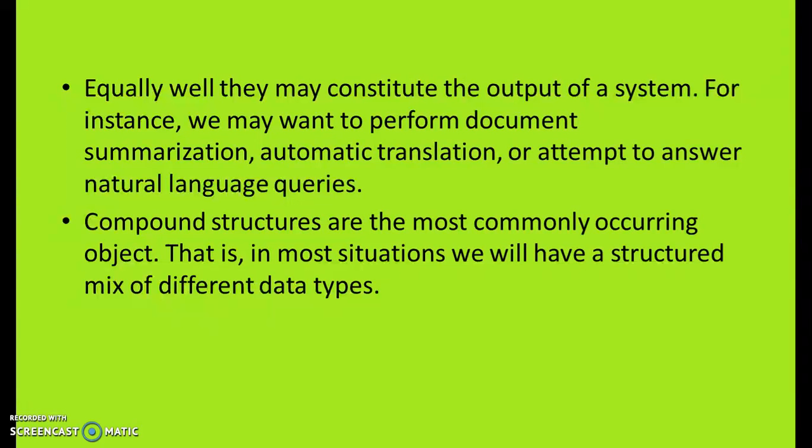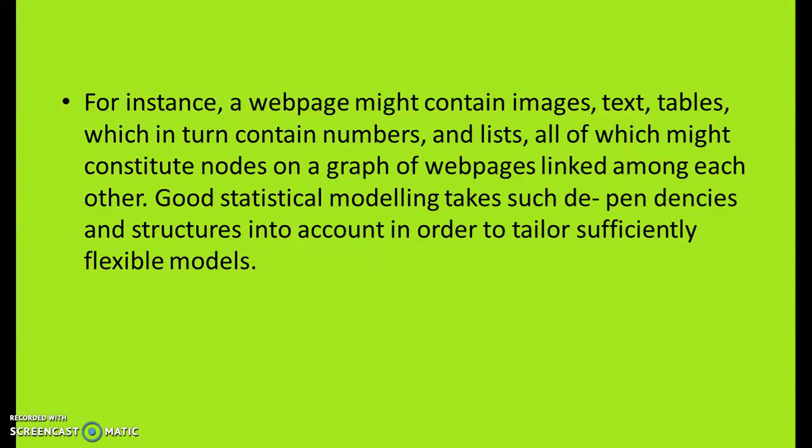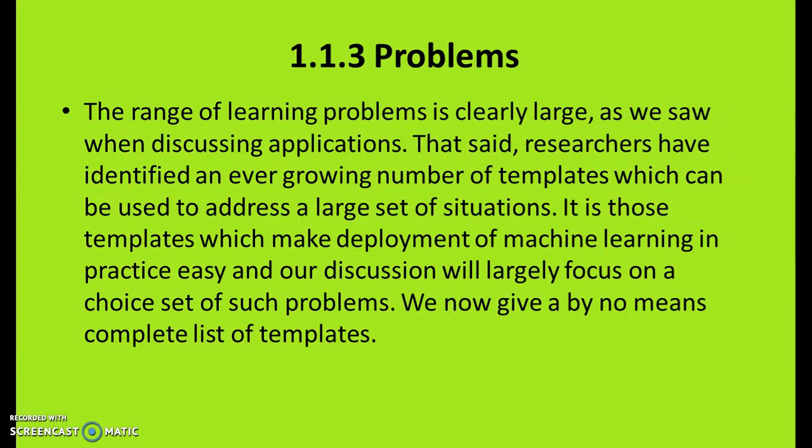Compound structures are the most commonly occurring objects. That is, in most situations, we will have a structured mix of different data types. So for instance, a web page might contain images, text, tables, which in turn contain numbers and lists, all of which might constitute nodes on a graph of web pages linked among each other. So good statistical modeling takes such deep dependencies and structures into account in order to tailor sufficiently flexible models.